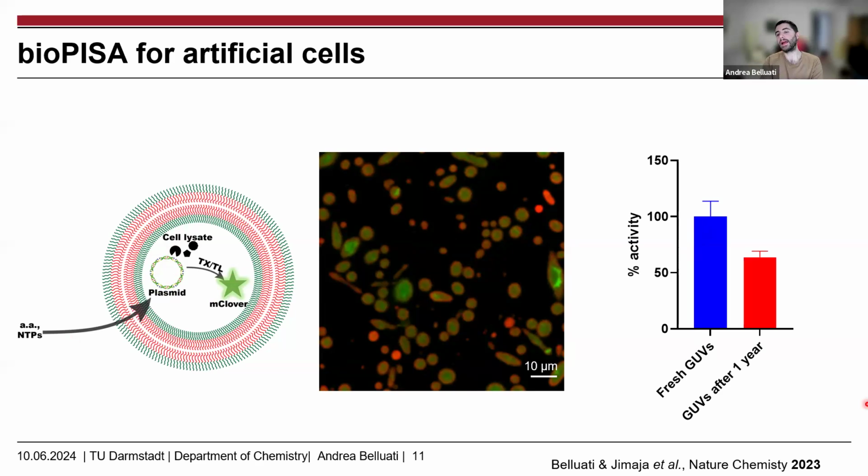Intriguingly, if we compare the activity of these vesicles producing protein as soon as you assemble them, and then the same vesicles kept in the fridge for 1 year and measured again, we still see that we do get some lowered but still present protein production activity. This means that these polymers, which is actually known already from the literature, are capable of stabilizing the very sensitive biological components that we are encapsulating.